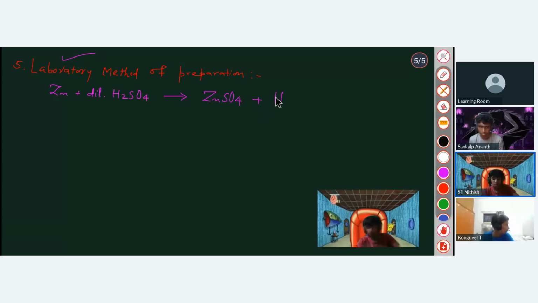Wait, I wrote in my book Zn plus 2H2. So for is MgCl2 plus H2. You have to, sir. I just created an atom, sir.